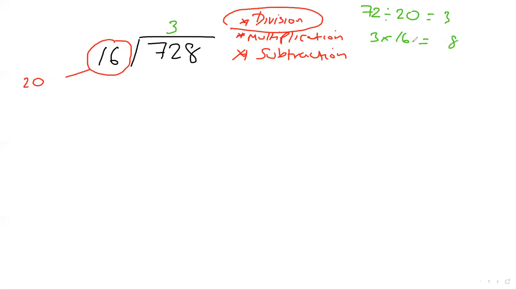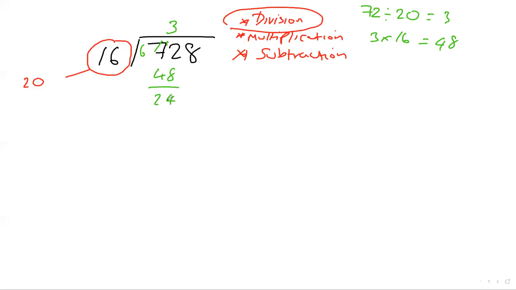Okay, so that's going to be 6 times 3 is 18. 3 times 1 is 3. It's going to be 48. Now, the next step is subtraction. So 72 minus 48. Well, we're going to do a bit of borrowing here. So this would be a 6. This would be a 12. 12 minus 8 is 4. 6 minus 4 is 2. As we can see, 24 is much bigger than 16.